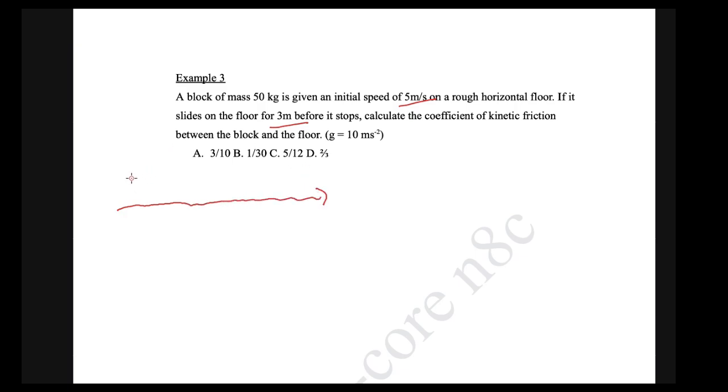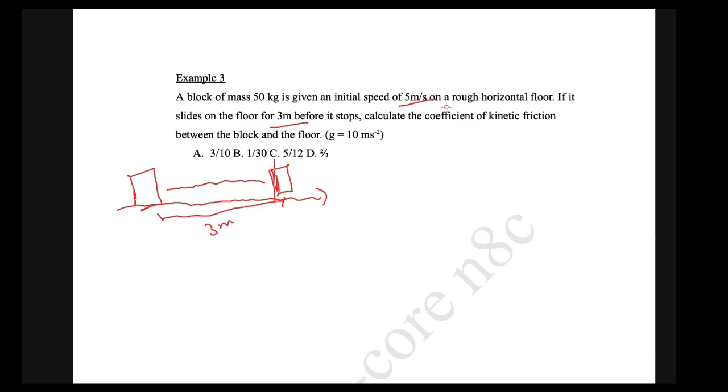Then a block of mass 50 kg is given an initial speed. So you make it move, and it moves, but then it finally stops at this point. What is making it stop is, of course, frictional force. So the force applied on this object, the frictional force, makes it stop. We are told that it has covered a distance of 3 meters, from here to here.